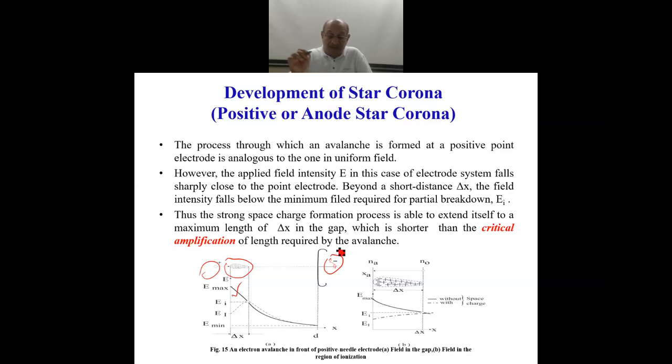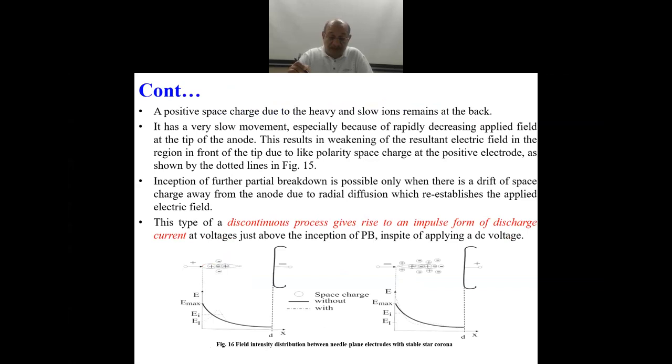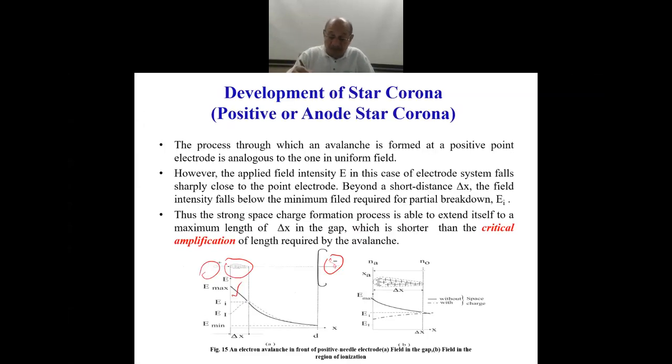And as you see, this positive space charge, the whole thing has been enlarged here. As you see, the negative electrons would be absorbed immediately by the electrode, and the positive space charge would be built when partial breakdown activity is increased there, or when the formation of avalanches is there, and you increase the voltage, actual local breakdown will start taking place, and positive space charge just at the tip of the electrode would build up.